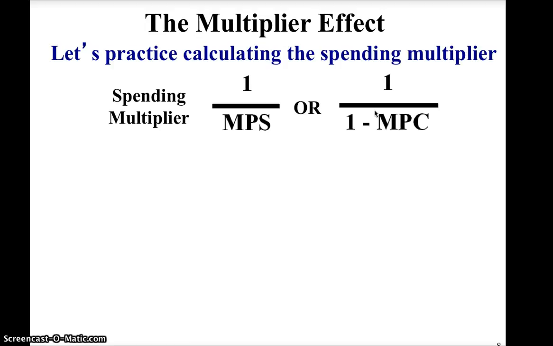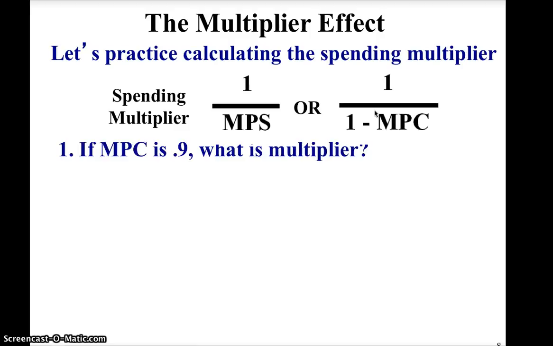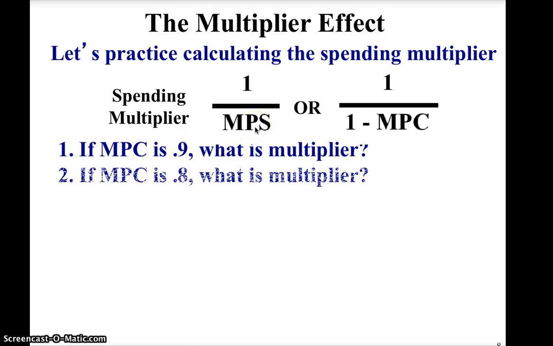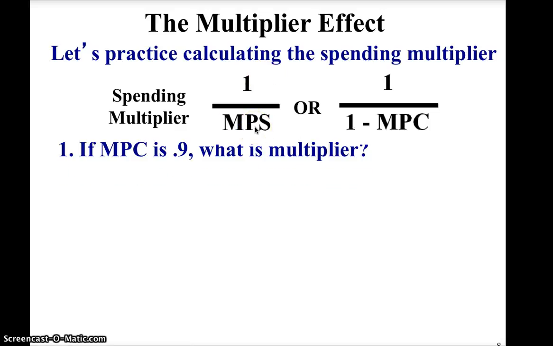So we know that the spending multiplier is 1 over the marginal propensity to save, or MPS. So if the MPC is 0.9, what is the multiplier? So if you say, well, the MPC is 0.9, what does that actually mean? It means that we're spending 90 cents out of every dollar. Well, that means we're saving 10 cents. So 1 over 0.1, the multiplier is actually going to be 10.